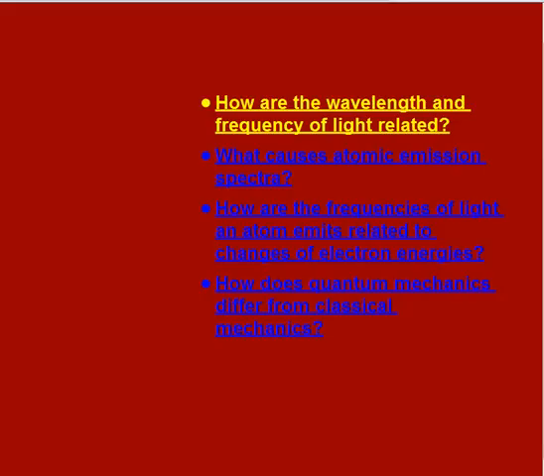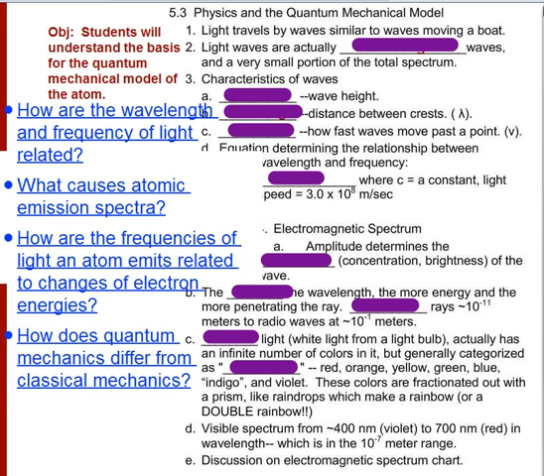Okay, I want you to be able to answer these questions by the end of this lecture and by the end of your reading. How are the wavelength and frequency of light related? What causes atomic emission spectra? How are the frequencies of light an atom emits related to the changes of electron energies? And finally, how does quantum mechanics differ from classical mechanics? All four of those things you should be able to answer by the end of this section.